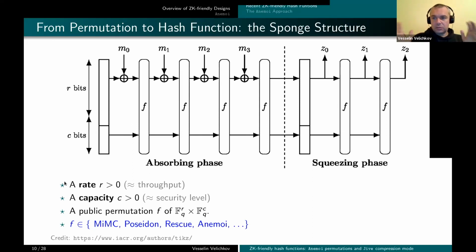But to put the long story short, in this structure, simply replace this small f permutation by any of the listed designs. So simply put Memc here, or Poseidon here, or Rescue here, or Anemoi here, and then you have a hash function. So that's the idea of the sponge structure. It turns a public permutation into a hash function. So when you design your hash function, you need only to focus on designing a good public permutation f.